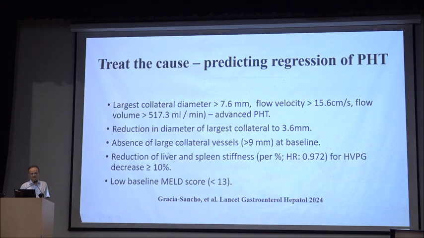Also, in another study, absence of a large collateral more than 9 millimeter at baseline is a favorable factor, and per percentage decrease in the LSM or the SSM there is nearly a 3% chance that there will be a HVPG reduction by 10%. And in another study, a low baseline MELD score less than 13 is a favorable predictor of regression of the portal hypertension by treating the cause.